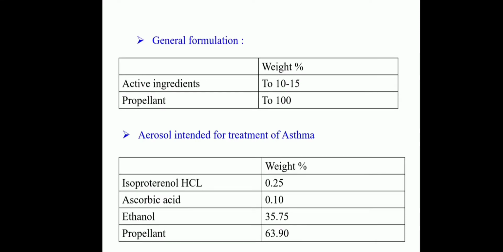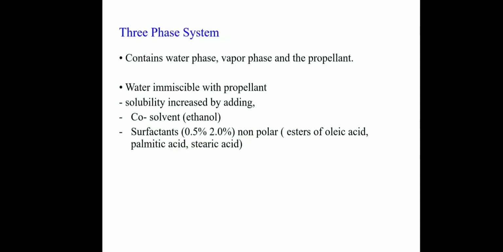Here is the general formula of the two-phase system which we use: active ingredient and propellant. Another is a formula for treatment of asthma. In this, isoproterenol HCl, ascorbic acid, ethanol, and propellant are used.